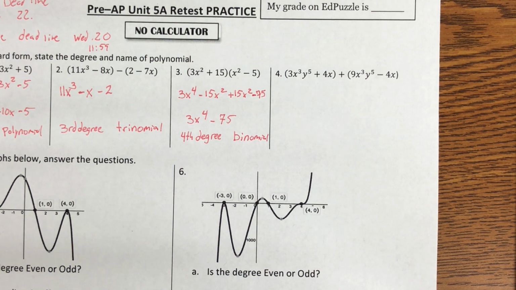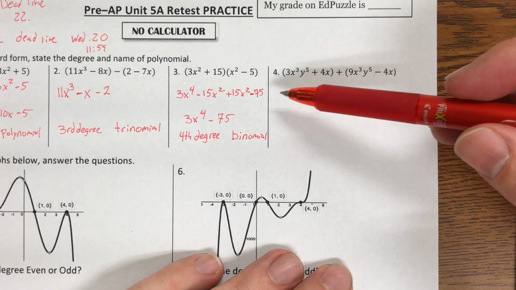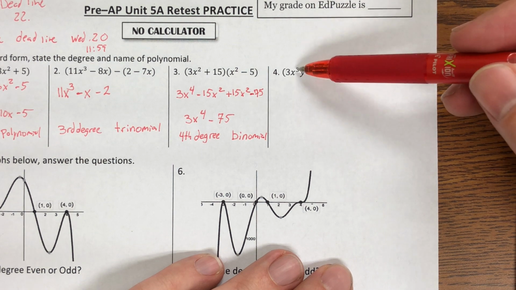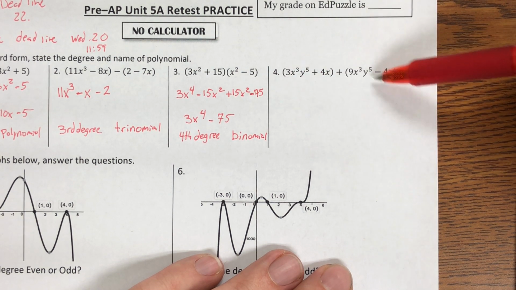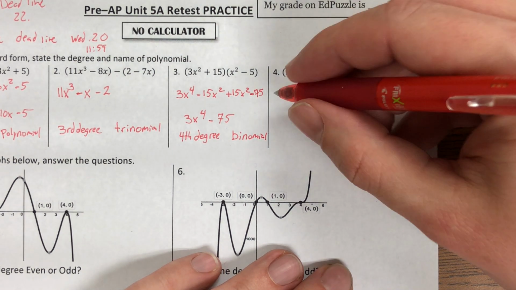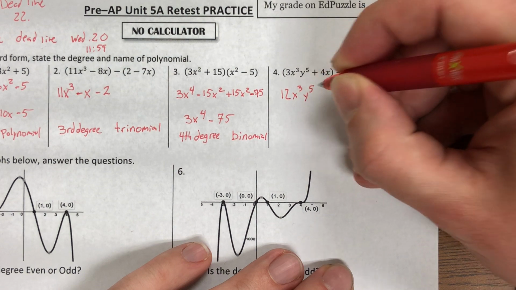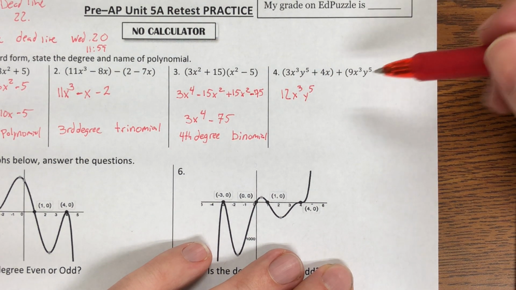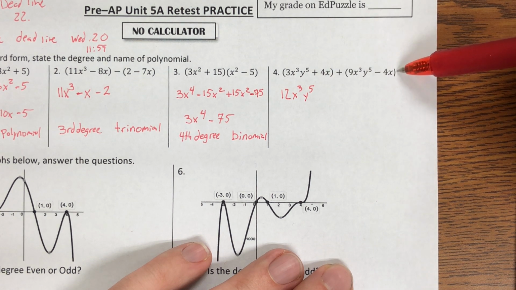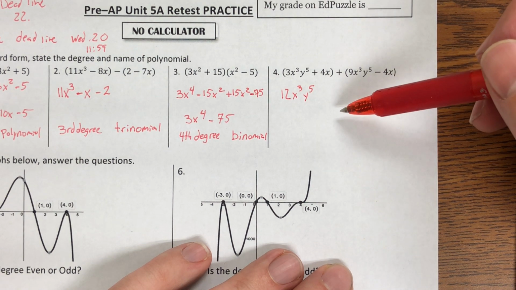Number 4, we are now adding these together. So I have 3x cubed y to the power of 5. This is all one term, so I'm looking for other x cubed y to the power of 5s, and here I have 9. So 3 of those plus 9 of those is going to give me 12x cubed y to the 5. The next thing I have is 4x plus negative 4x, or 4x minus 4x, which cancels out, gives me 0.